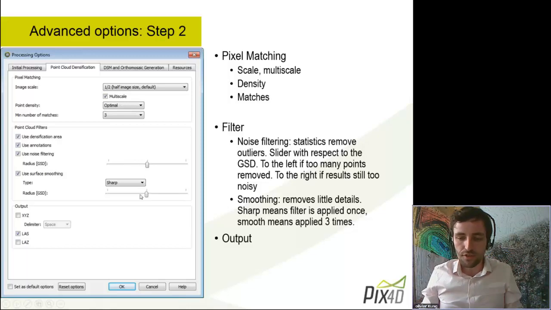The radius is again a little bit the same as for the noise filtering. If you put it on the left, you will only remove extremely small details, and the more you push it on the right, potentially the bigger features will also be removed from your project. These two filters can also be unchecked for the processing. Then the output, by default, PLY will be generated, but you can also, in addition to the PLY, generate multiple other file formats.